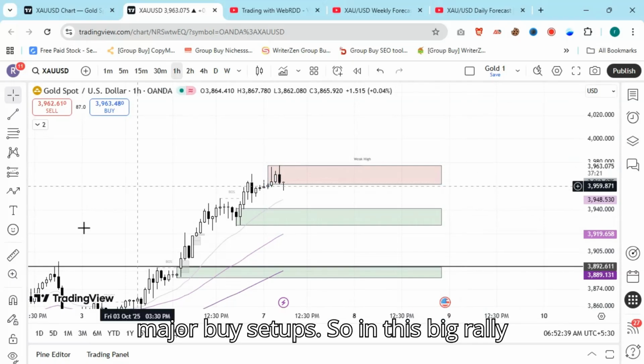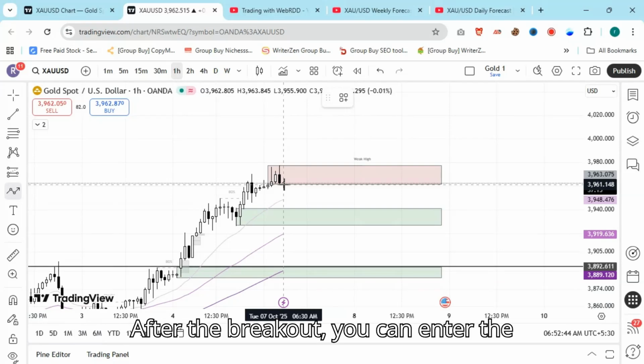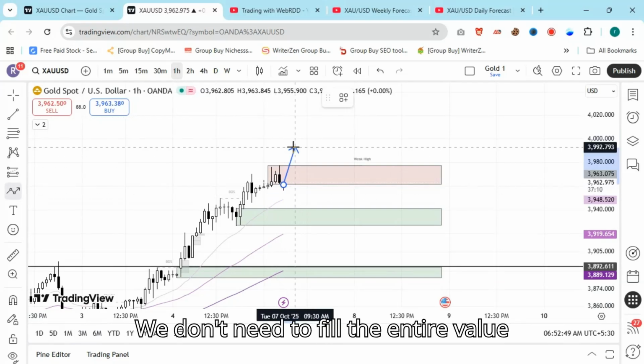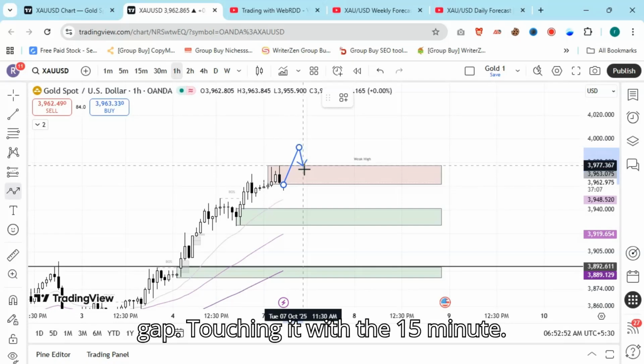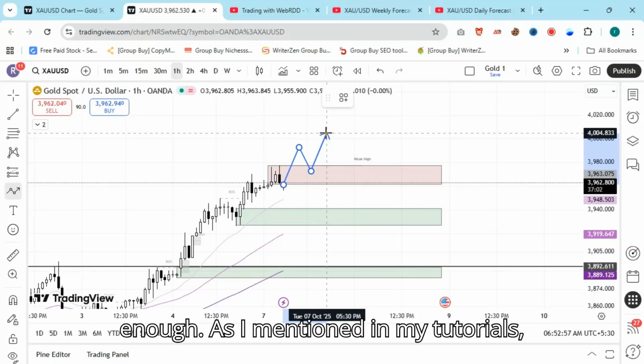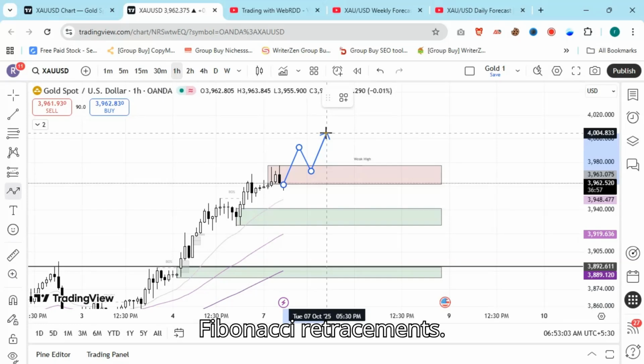So in this big rally, we can enter the market. After the breakout, you can enter the market with the 15-minute fair value gap. We don't need to fill the entire value gap. Touching it with the 15-minute wick is enough, as I mentioned in my tutorials. You can then close your take profit with Fibonacci retracements.